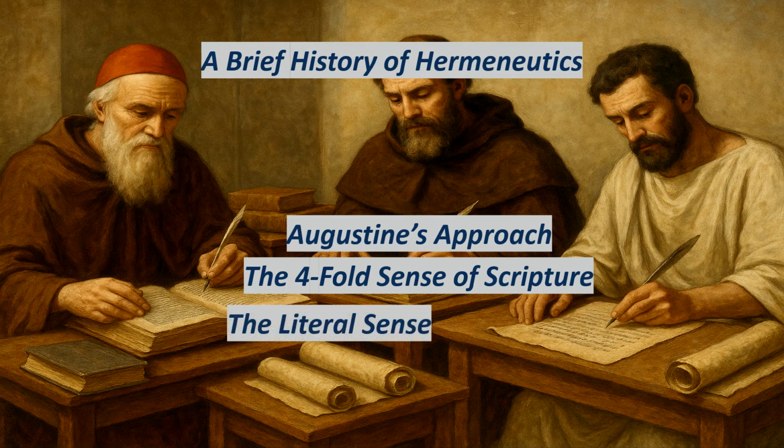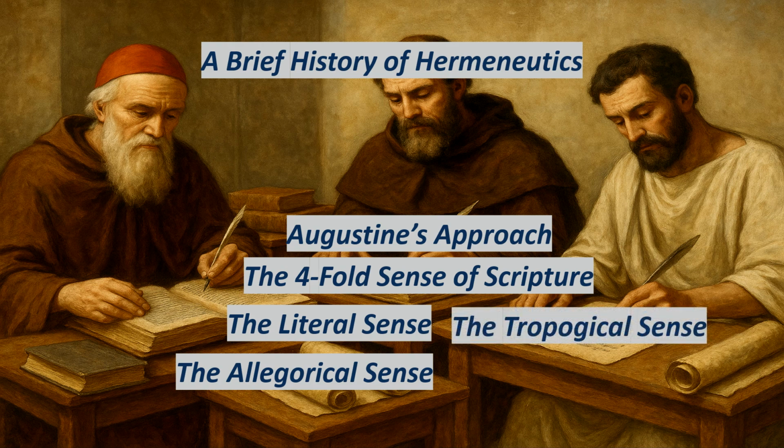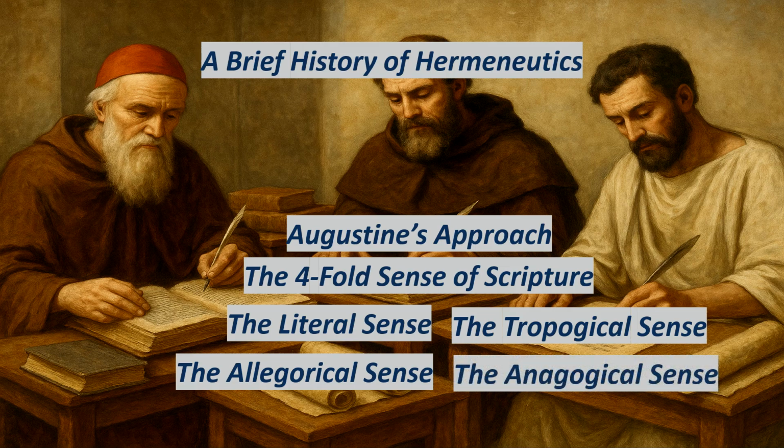First of all, the literal sense, what actually happened. Secondly, the allegorical sense, what the text teaches about Christ and doctrine. Third, the tropological sense, how the text instructs us morally. And finally, the anagogical sense, how the text points us to ultimate realities, including heaven and the end of time.